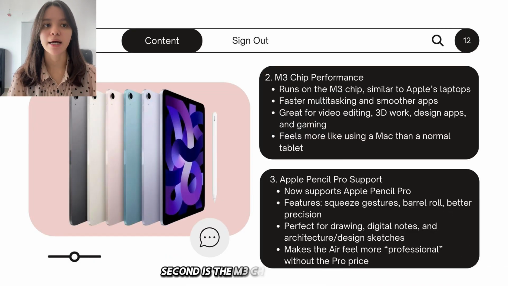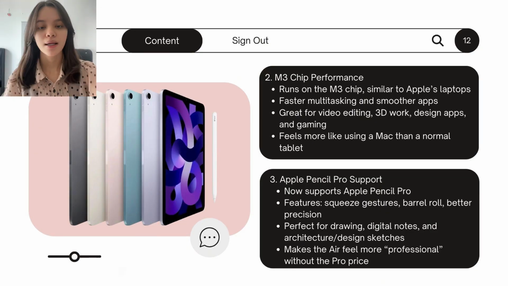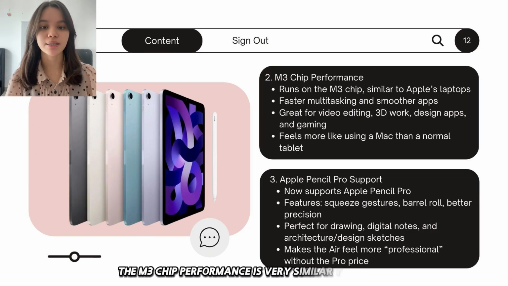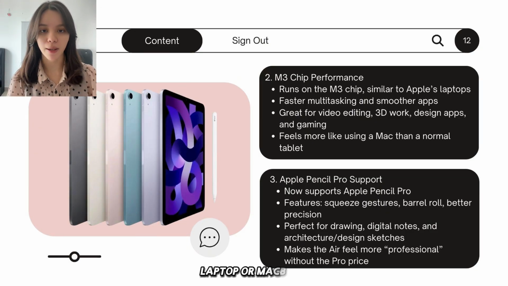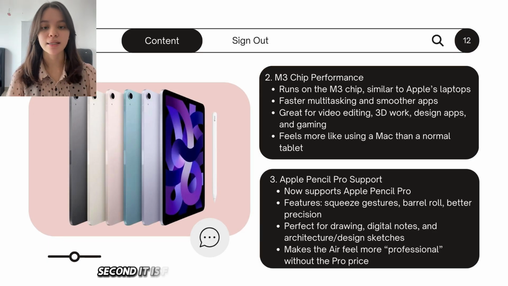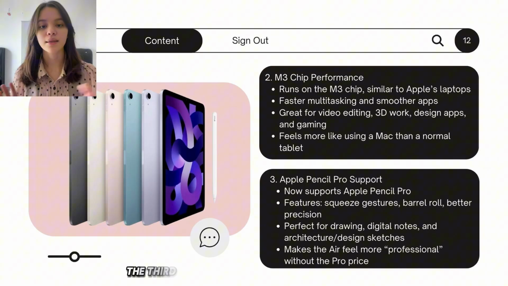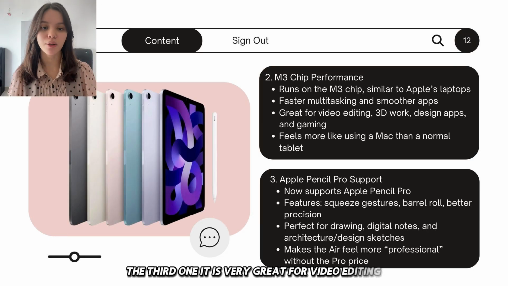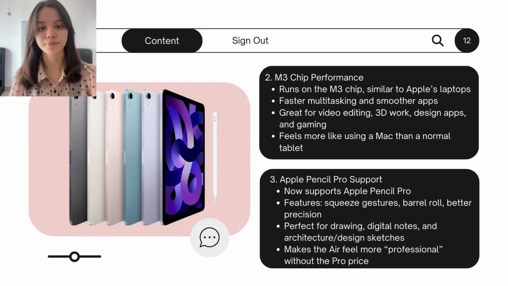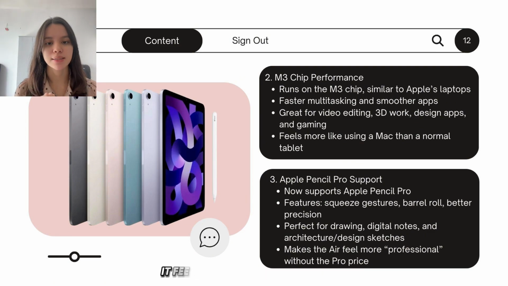Second is the M3 chip performance. The M3 chip performance is very similar to Apple's laptop or MacBook. Second, it is faster multitasking and also smoother apps. The third one, it is very great for video editing, 3D work, design apps, and also gaming. And the fourth one is it feels more like using a MacBook instead of a normal tablet, because just like I said, the first one, they run the same M3 chip performance.